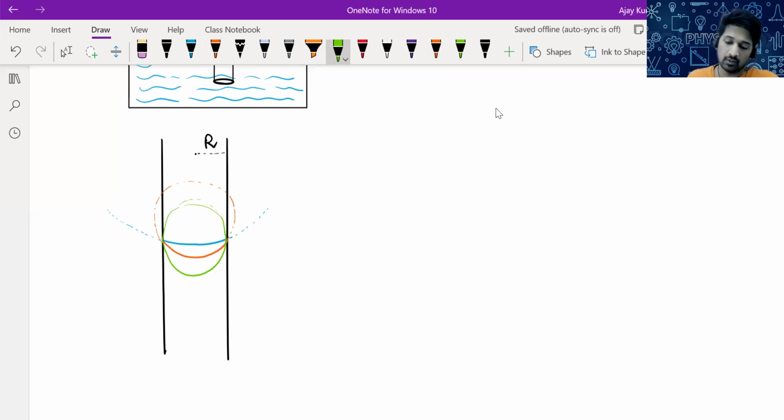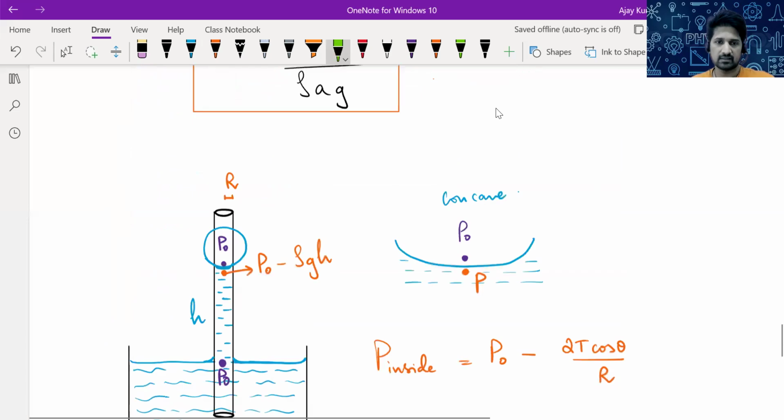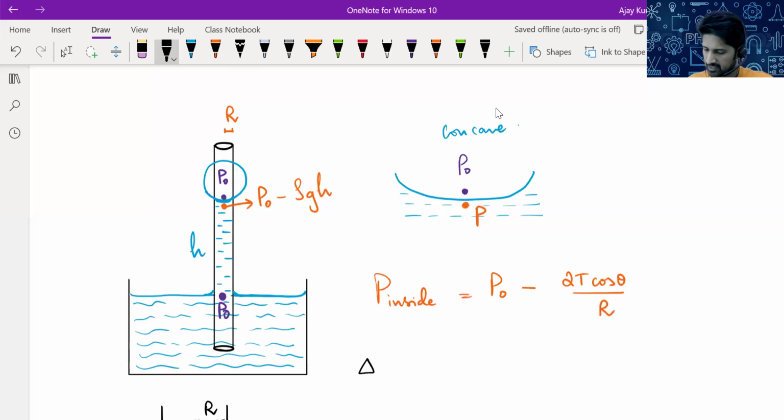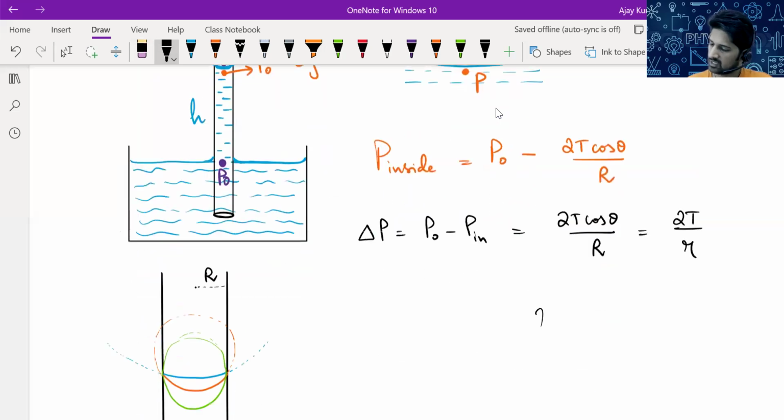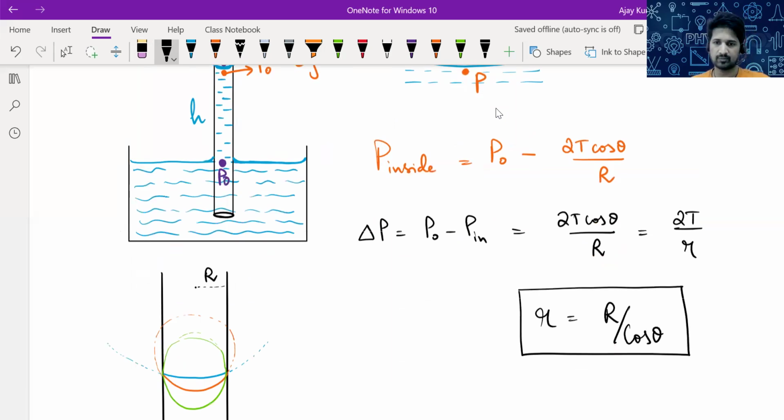So by knowing the pressure difference across the meniscus, pressure outside and pressure inside, subtract them, you will know the pressure difference. The excess pressure is basically pressure outside minus pressure inside. That becomes 2T cos theta divided by capital R. This is excess pressure across the meniscus, and the meniscus is one liquid surface. So you can write this as 2T by small r, where small r is the radius of that liquid surface. Therefore, you get small r equal to capital R divided by cos theta. You can even tell the radius of curvature of the meniscus.